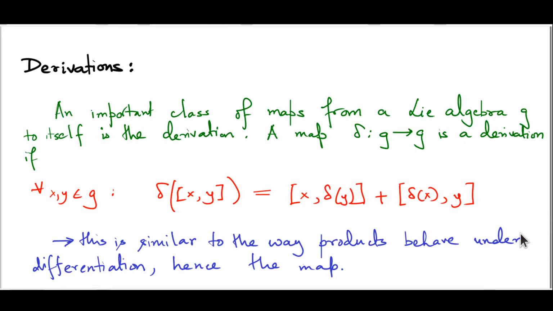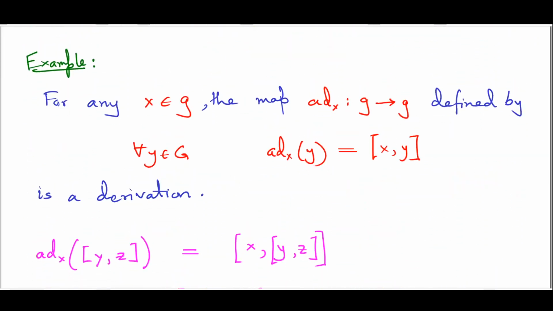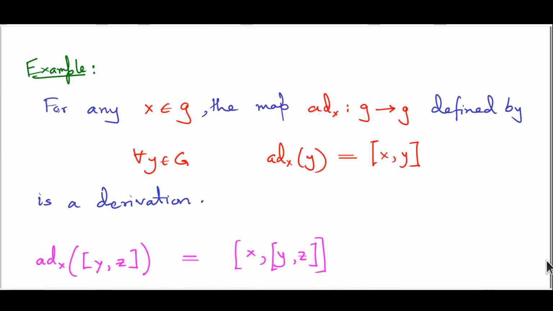Now, more on that later, but let me just give you an example of a derivation. And this is an example which you have all met before. This is the adjoint map. Let me just remind you that for any x belonging to the Lie algebra G, you can define a map, ad x, which maps G to G, and you define this map by saying that its result on any element of G, so for all y in G, of course, ad x acting on y is nothing but the commutator of x with y.